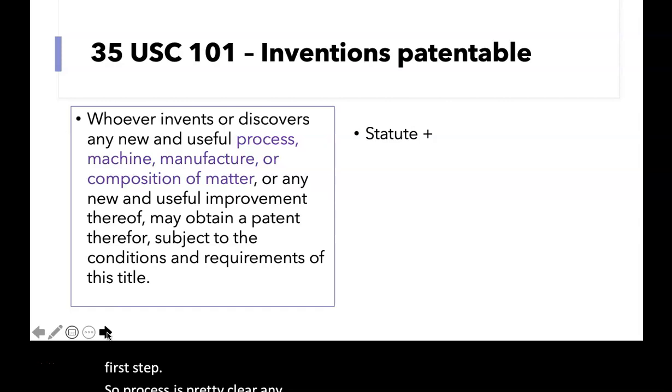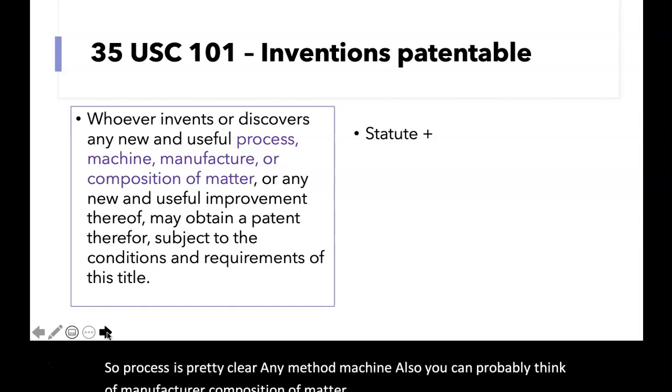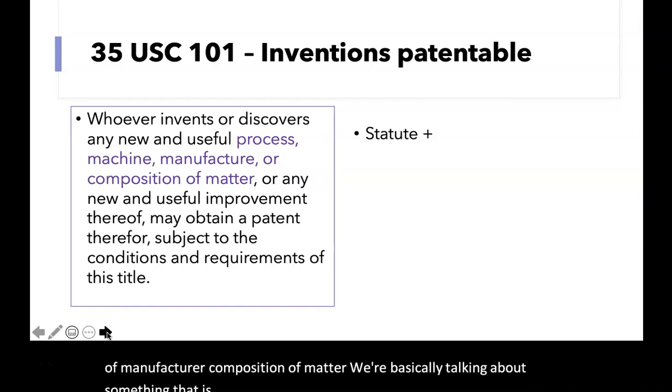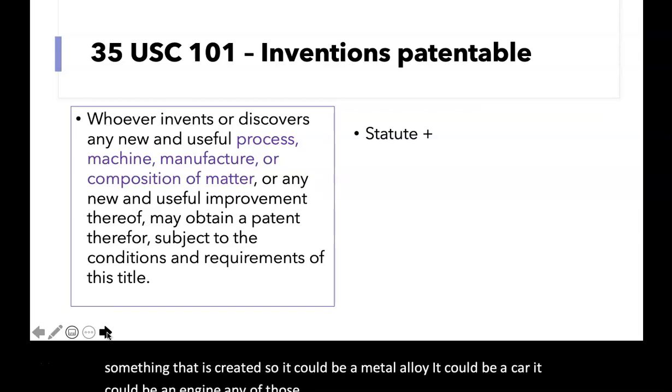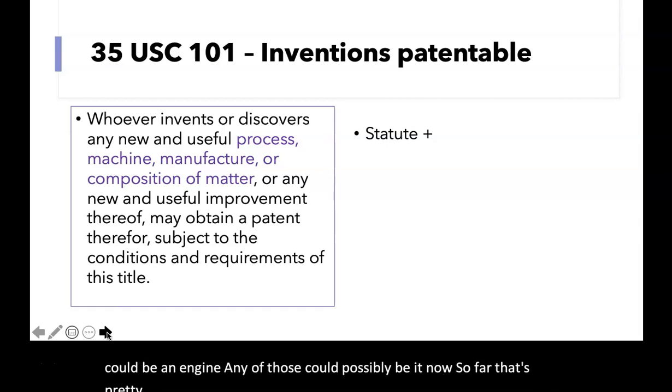So process is pretty clear, any method. Machine also you can probably think of. Manufacture, composition of matter, we're basically talking about something that is created. So it could be a metal alloy, it could be a car, it could be an engine, any of those could possibly be it.